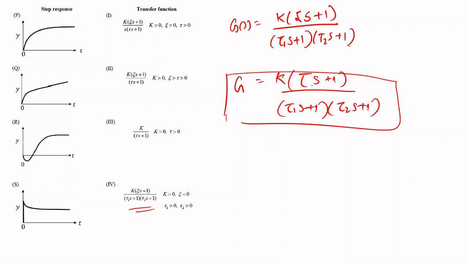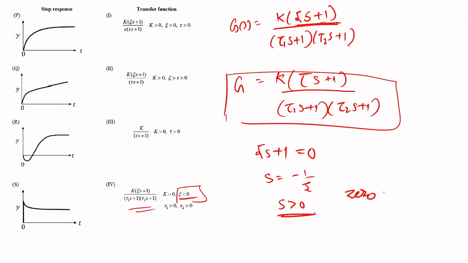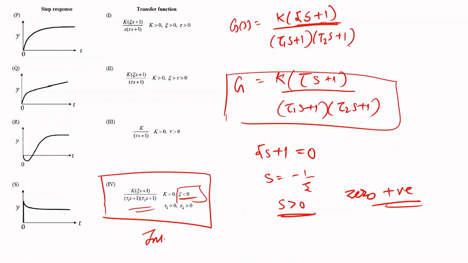Over here, if we have to find the roots of the numerator, that is zeta s plus 1 is equal to 0, we have this value of zeta over here less than 0. So s, we can write it as minus 1 upon zeta. And since zeta is less than 0, s will be greater than 0. That is, since the zero of this transfer function is positive, we can say that this transfer function corresponds to an inverse response.